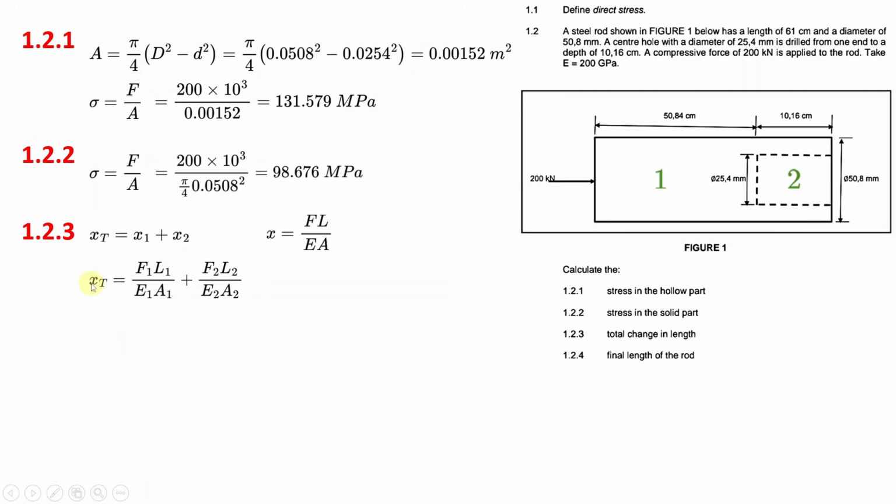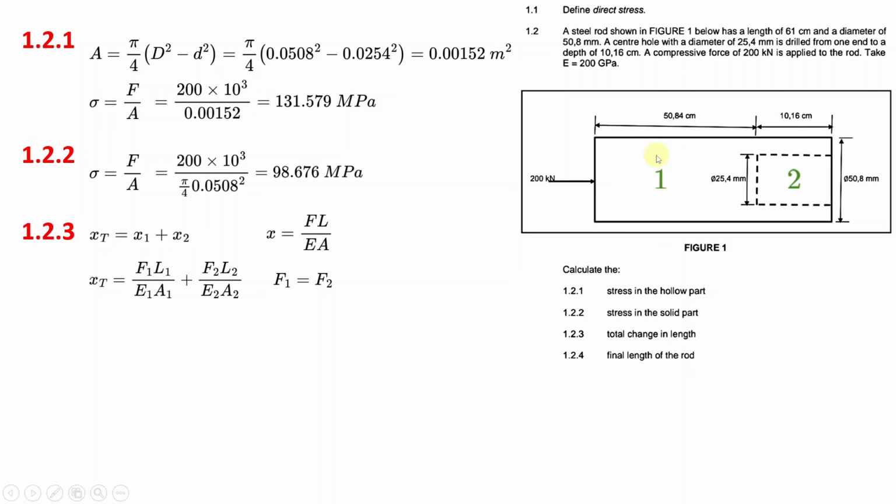So we can say xt is equal to that. But there are a few things that you can observe here. The force that is acting on 1 and on 2 is 200 kilonewtons, so F1 is equal to F2. It's not a different force acting on 1 and another force acting on 2. It's the same force. So F1 is equal to F2.